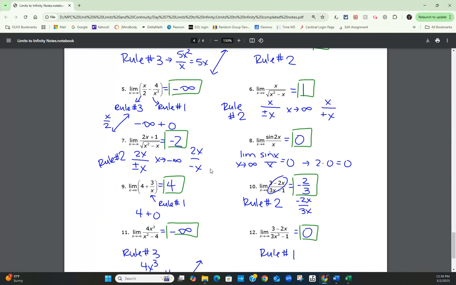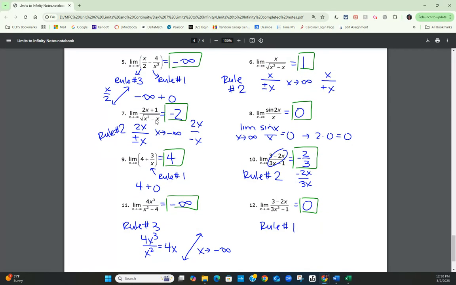For number 7, same thing. I can ignore the minus x. So the bottom, the square root of x squared, simplifies to plus or minus x. It's still a rule 2. The degrees are the same on the numerator and denominator. X is going to negative infinity. So on the denominator, I want to use the negative x, and that simplifies to negative 2. So that's your answer. Number 8, so your limit as x approaches infinity of sine x over x is 0.